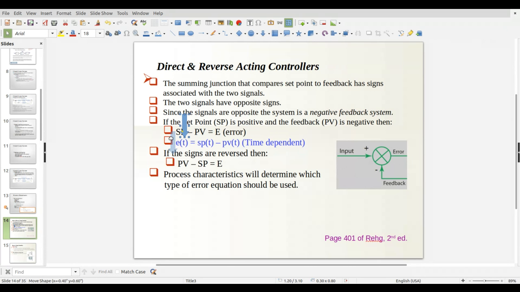All right, now you could actually flip it the other way, and have your process variable be positive, but then you have to negate your set point. Okay, so you negate that set point, and that gives you the error then. All right, and so that's the difference between the direct and the reverse acting.